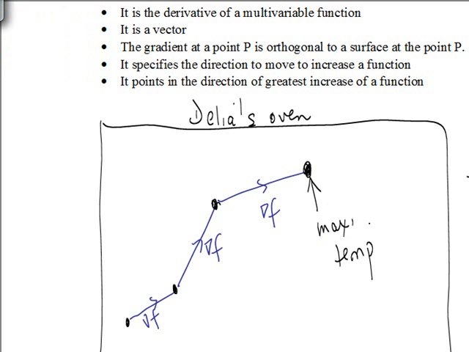How do I know I have reached the maximum temperature? If I calculate the gradient at this point, what do you think I will get? 0. Right. So I know I have reached it. So that is the significance of the gradient. It points in the direction of the greatest increase of a function.